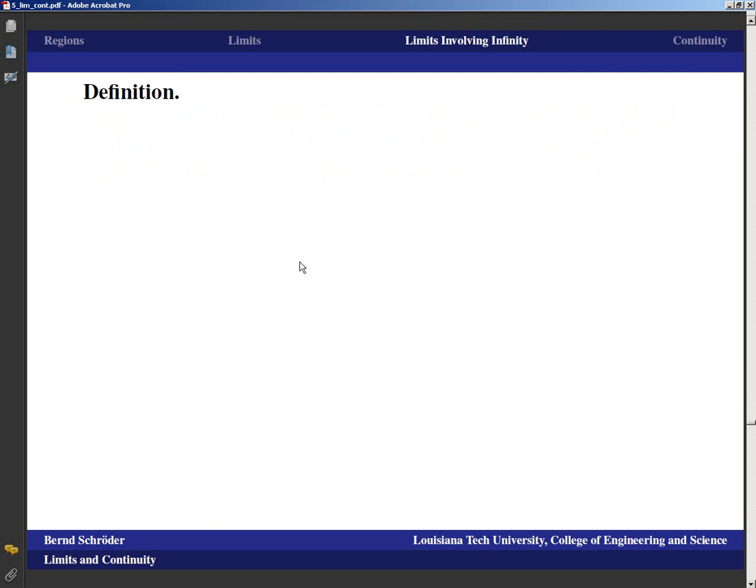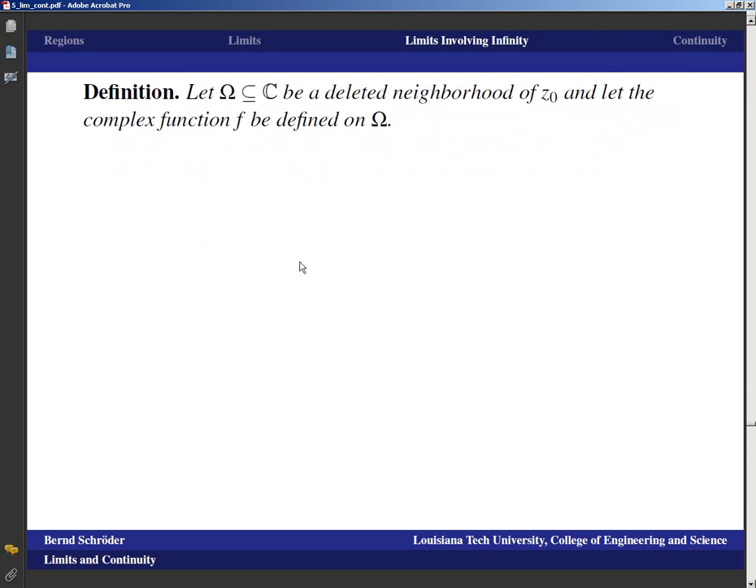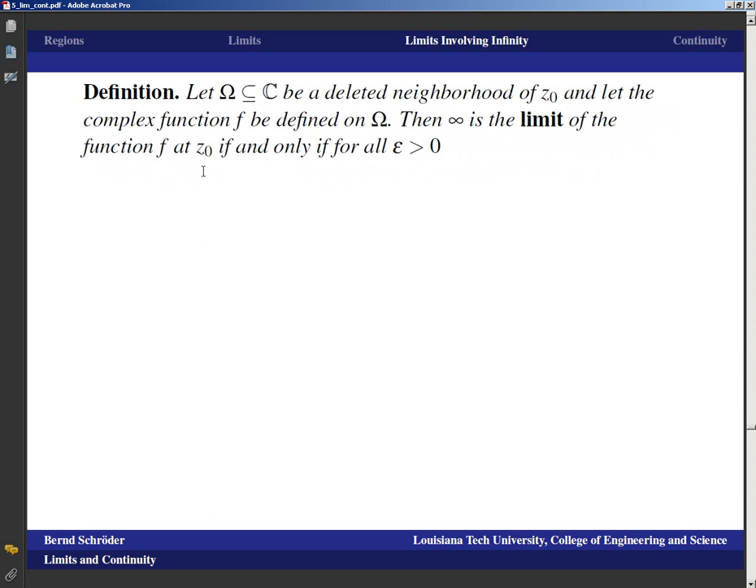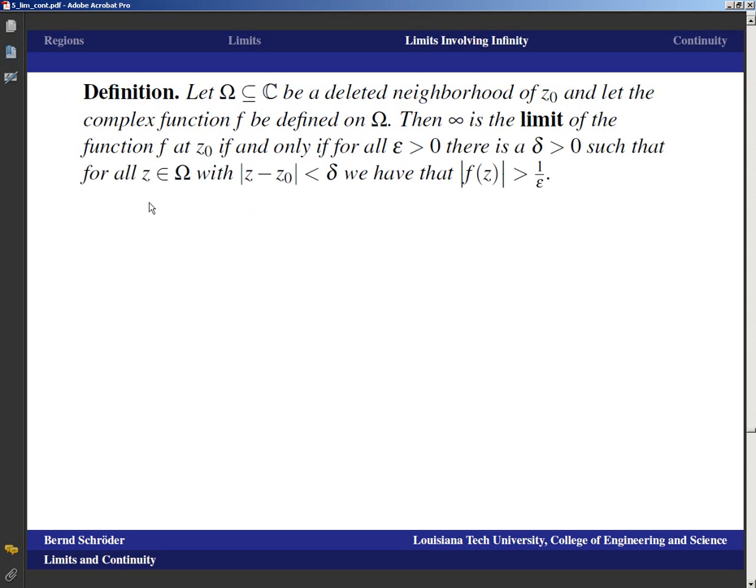And we're going to go through 4 of those things actually. So let's now talk about a deleted neighborhood of z0. Let the function be defined on omega. And let's talk about infinity being the limit of the function at z0. Well, that's the case if and only if, well, we can already predict the beginning: for all epsilon greater than 0, there is a delta greater than 0, so that for all z in omega with z minus z0 smaller than delta, we have that f of z absolute value is greater than 1 over epsilon.